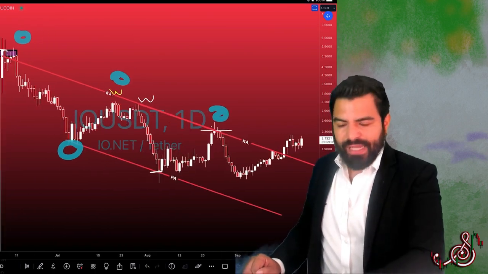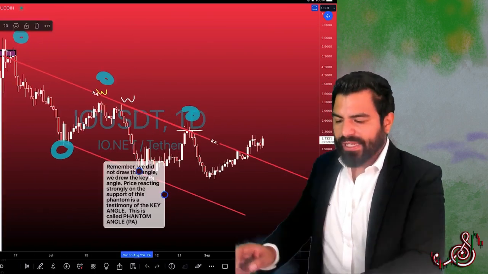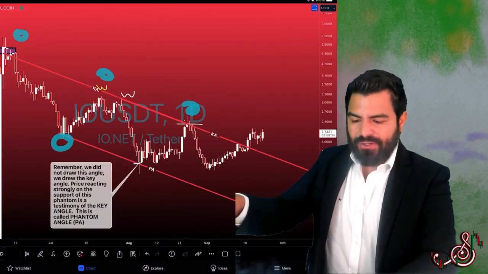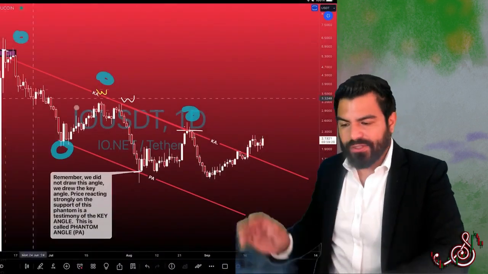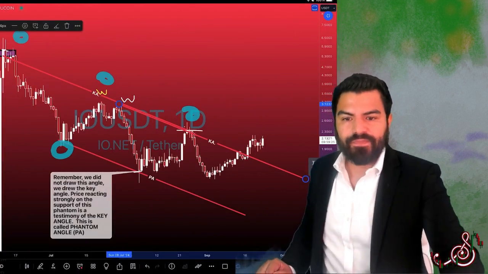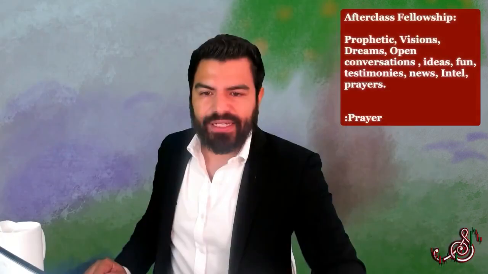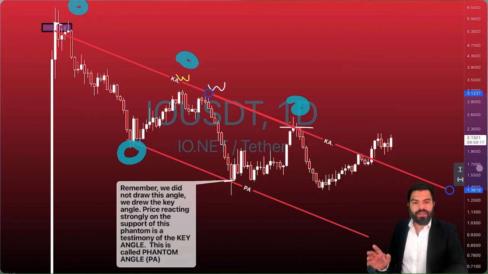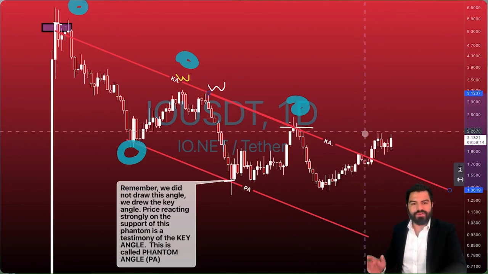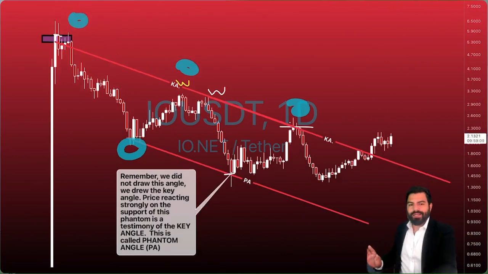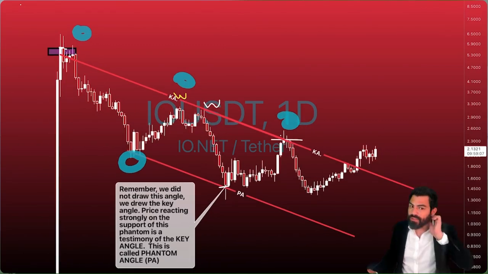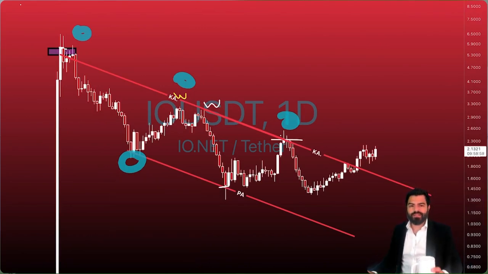So verification tells me that I can trust my key angle a lot more. And if price breaks this angle up here, this is my key angle, if price breaks that angle, it tells me something. It tells me there's a reason for it. It's powerful. So right now, if this is all we had, what assumptions can we make about price at the moment? What can we learn from looking at this right now?